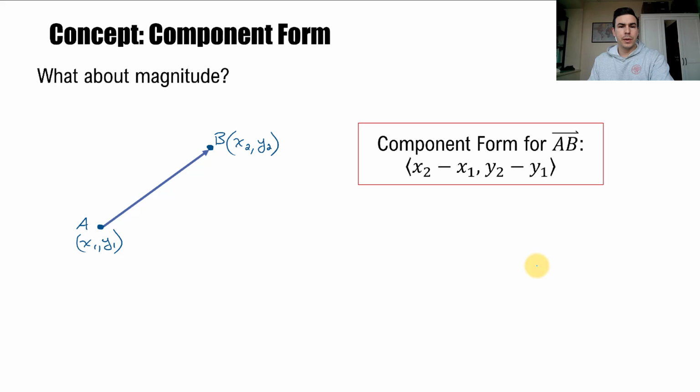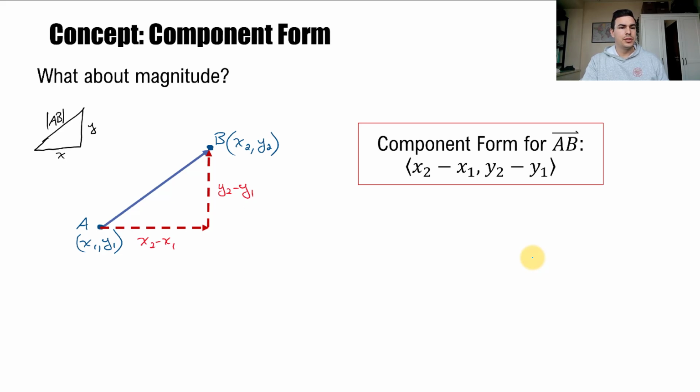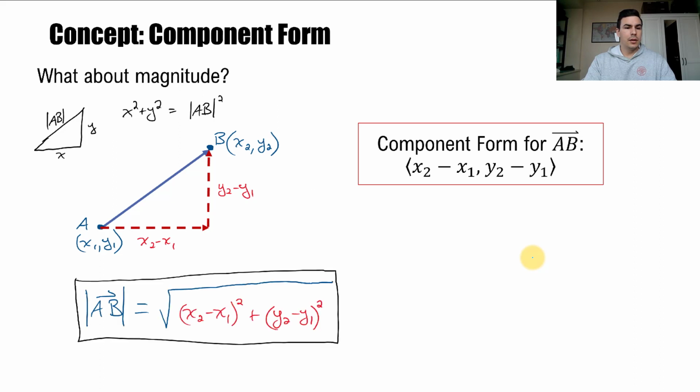What about the magnitude when we have a vector in component form? Remember we've got our x components and y components here: x2 minus x1, y2 minus y1. Every time we set it up like this, we have a right triangle. So if I set up a generic triangle off to the side with legs x and y, and our hypotenuse is AB, then to find that hypotenuse, it would be x squared plus y squared. One leg squared plus the other leg squared equals the hypotenuse squared, and then we can solve for AB.